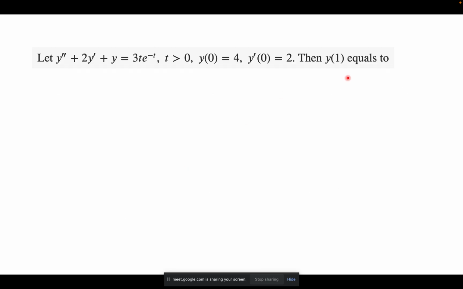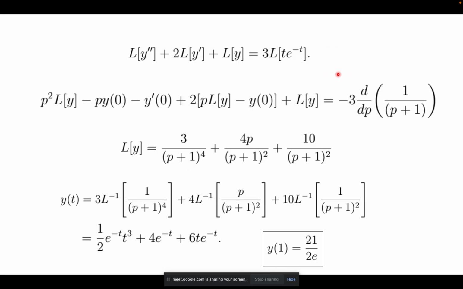Now the question is asking what will be the value of y of 1. So the value of y of 1 will be, you need to put the value of t equal to 1 here, and you will get y of 1 is equal to 21 upon 2e. So this is the answer of this problem.